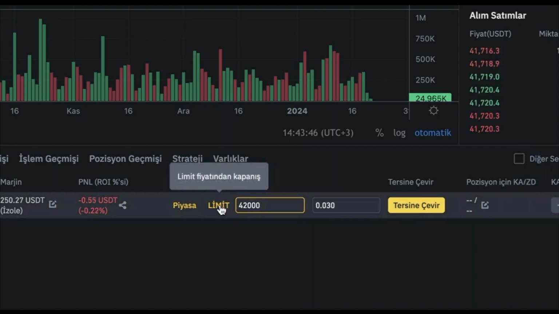Now let's look at closing this position, friends. There is an event called reversal. I can go straight from long to short.